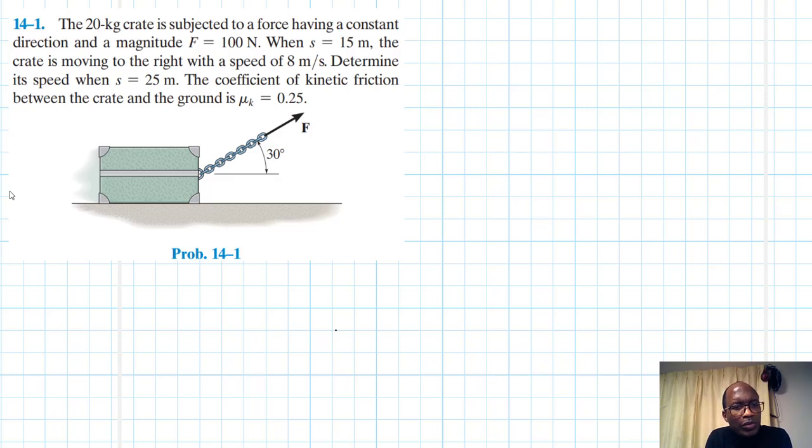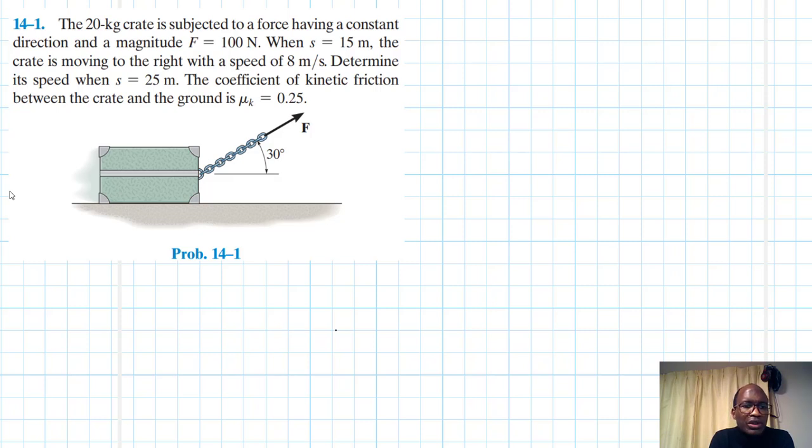This problem is coming from Engineering Mechanics Dynamics, 14th edition, by R.C. Hibbeler. In this particular problem, we have been asked to determine the speed when s is equal to 25 meters. You can read the problem, I'll not read it, but basically we have been asked to determine the speed when s is equal to 25 meters.